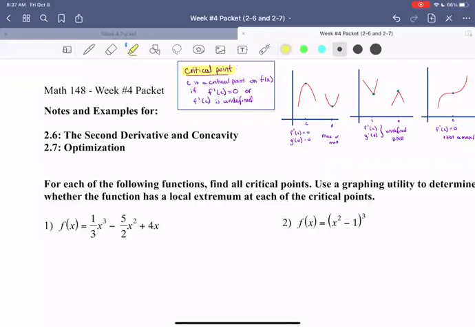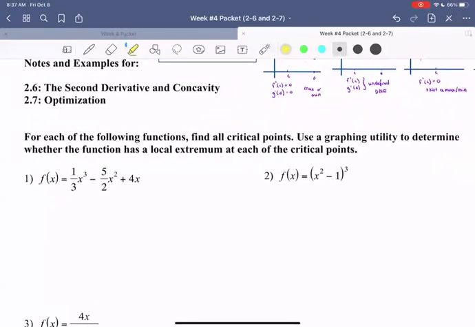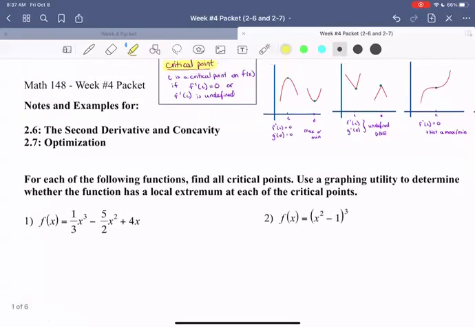Let's continue our notes in section 2.6 on the second derivative and concavity. So now we're going to look at some examples. So in the previous video, we just learned about what a critical point on a function or graph is.